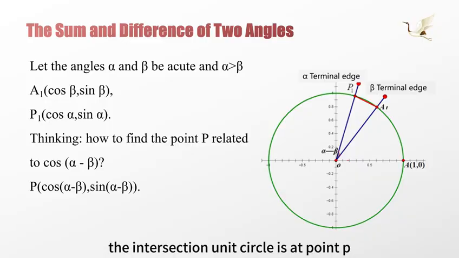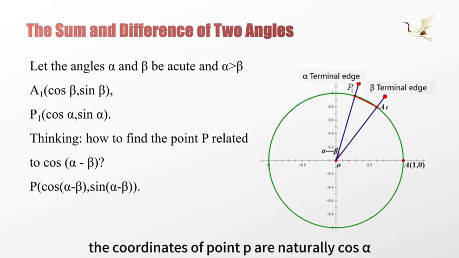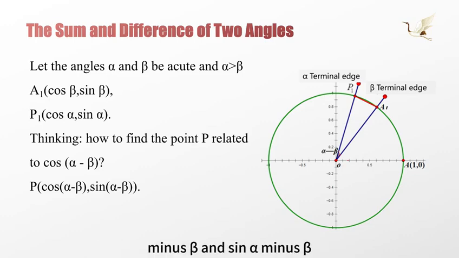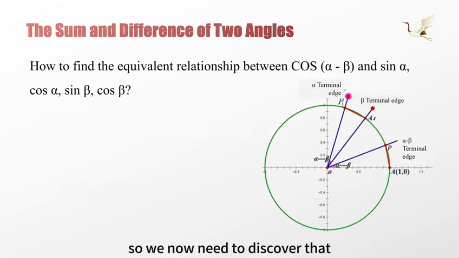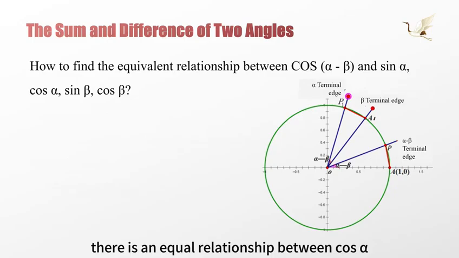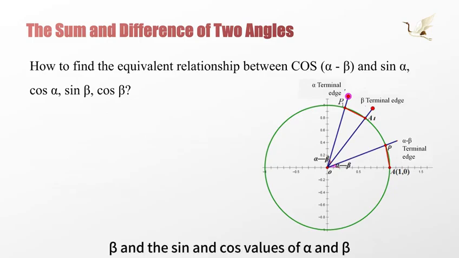The intersection of the unit circle is at point P. At this point, the coordinates of point P are naturally cosine of alpha minus beta and sine of alpha minus beta. So we now need to discover that there is an equal relationship between cosine of alpha minus beta and the sine and cosine values of alpha and beta.